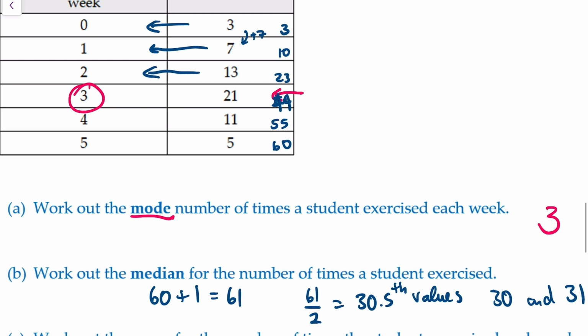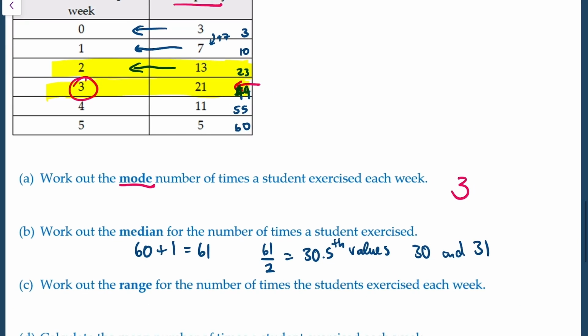Okay, so up to 23 people, I exercise 0, once or twice a week. That means the 30th and 31st person are going to lie in this interval. So again, the median is 3, because the 30th person exercises 3 times a week and the 31st person exercises 3 times a week. The average between those two will obviously just stay 3.